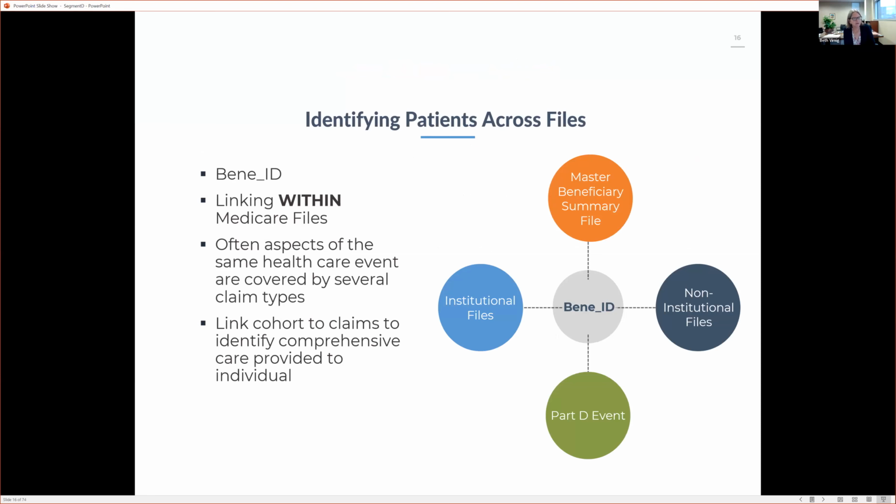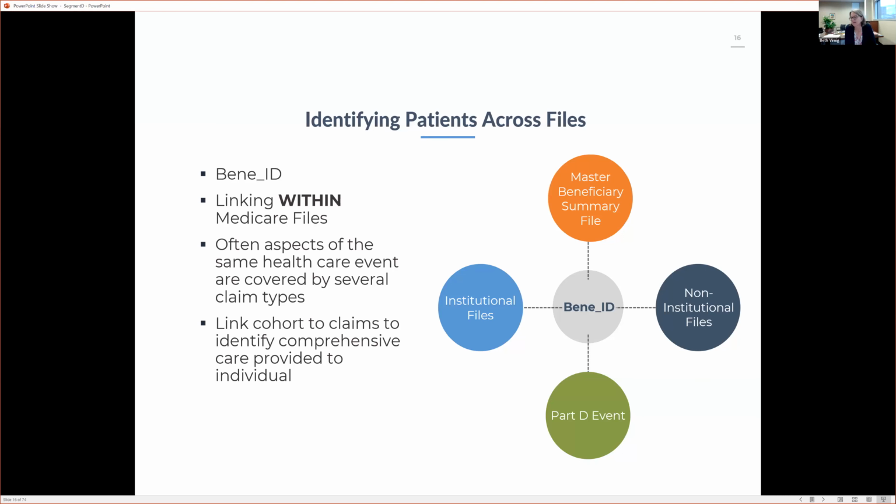So for example, the same Beni ID will allow you to link your Master Beneficiary Summary File records to your institutional files. So I would use the Beni ID to combine my Master Beneficiary Summary File with hospice records to ask what percentage of people who die use hospice before death. That is how I do it. Likewise, the non-institutional files like the carrier would link to the institutional files via the Beni ID.